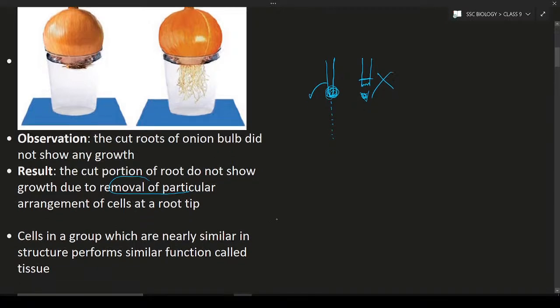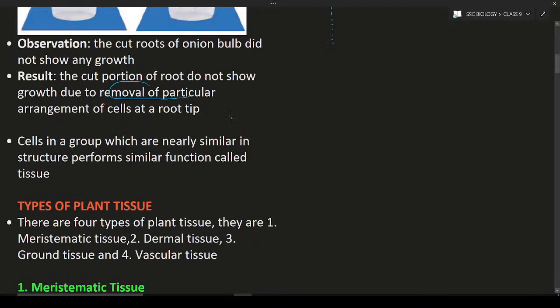So next, cells in groups which are nearly similar and perform a similar function are called tissue. In the last class also we discussed tissue. What is meant by tissue? Tissue is nothing but a group of cells which has a similar size and similar function, that is known as tissue.